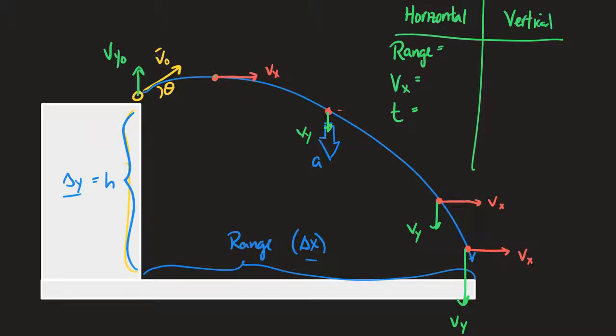These represent the three components that govern the horizontal motion. In the vertical, we're going to have delta y, vy initial, vy acceleration and time. Our standard motion problem with 5 motion variables, assuming uniform accelerated motion.